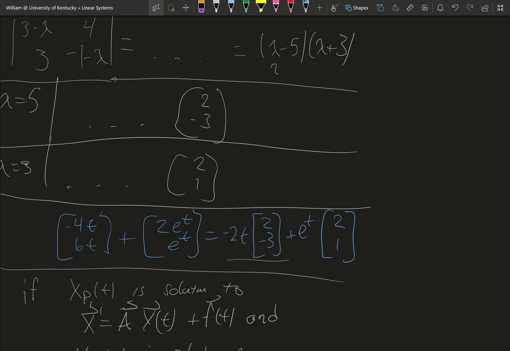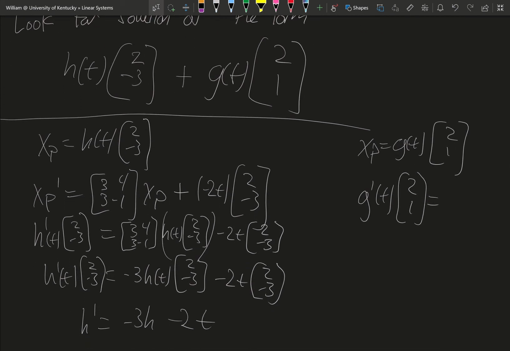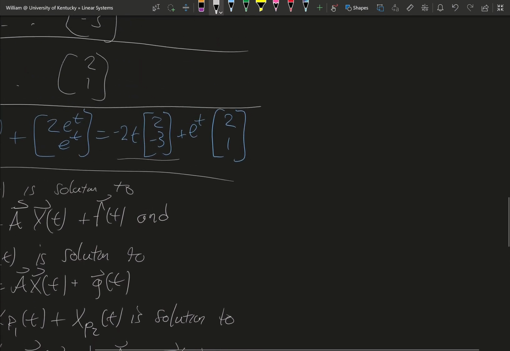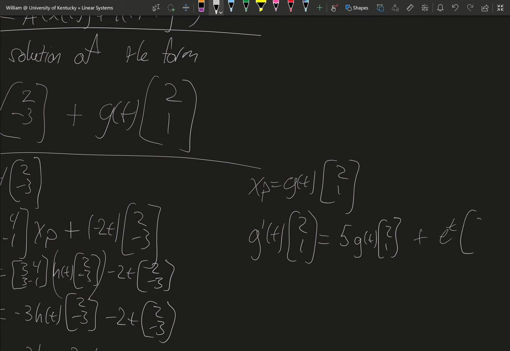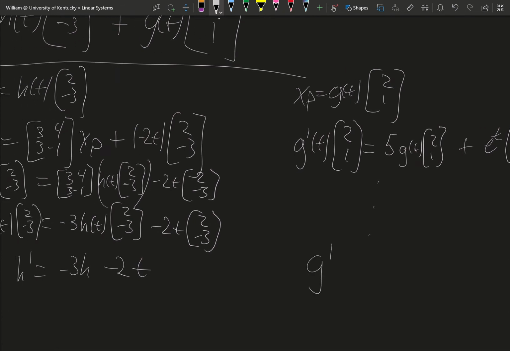Oh, apparently I miscopied these. Okay, so this should be negative 3 and this should be 5. Yeah. Okay. So I have that. This time my eigenvector is going to be 5, g of t times 2, 1, and then plus just the part of my answer that is attached to 2, 1, so plus e to the t. And so, at the same time, I'm going to end up with g prime equals 5g plus e to the t.